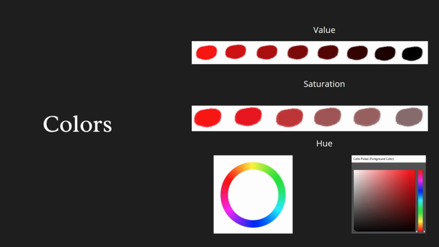But I think that the concept of the meaning of colors is pretty obvious, but what we're going to focus on is value, saturation, and hue. Features of colors. Okay, let's start with value. Value is another way we can say light.